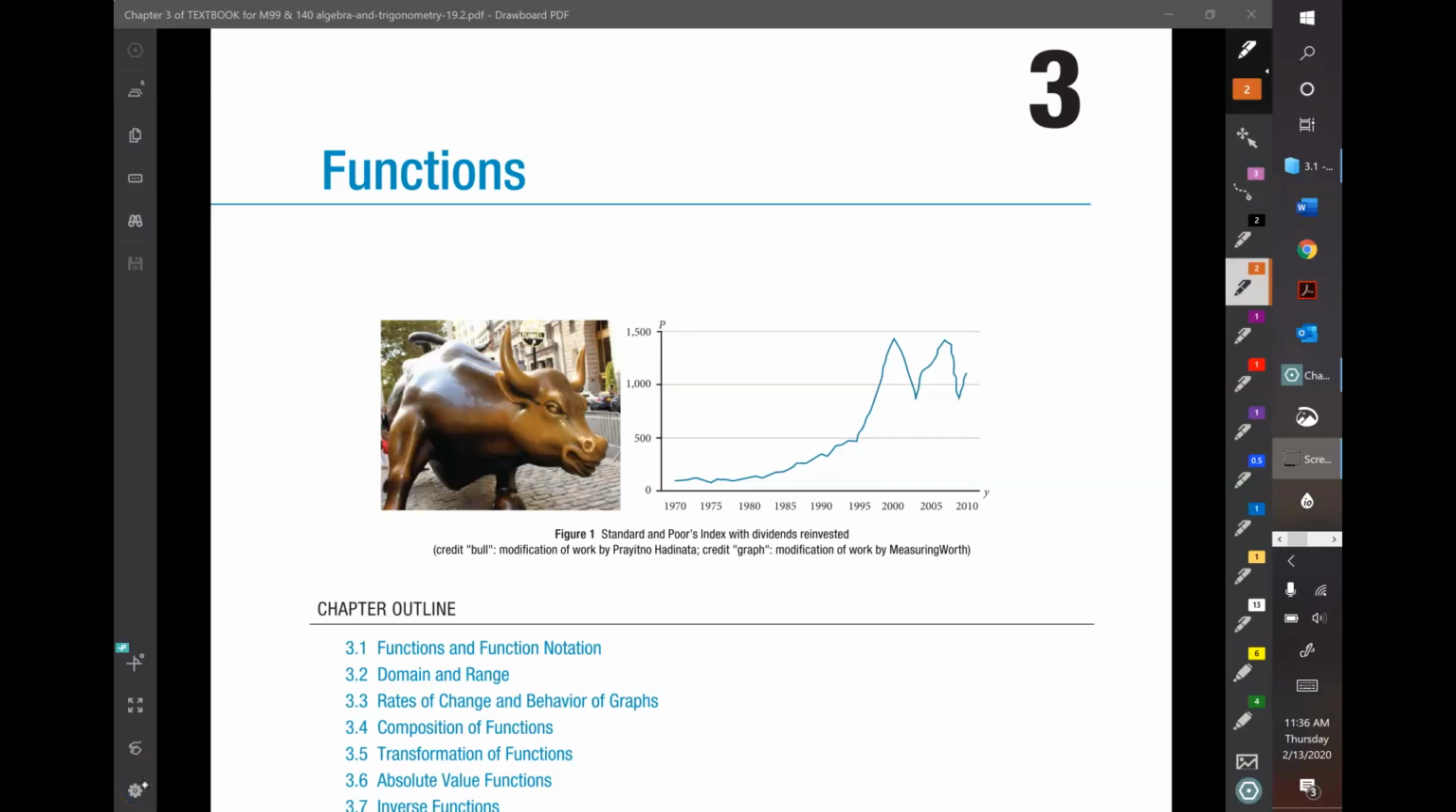Okay, so this video is on functions. We're just starting chapter 3. We're going to cover functions and the notation and domain and range this week. Next week we'll get more into rates of change, behavior of graphs, and then composition of functions.